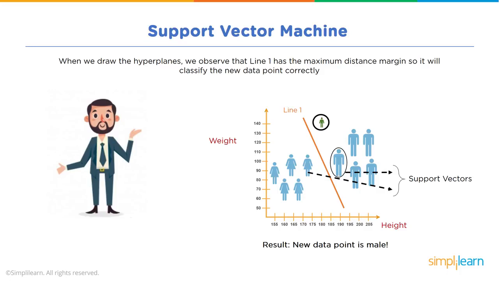So we observe that line 1 has a maximum distance margin, so we'll classify the new data point correctly. And our result on this one is going to be that the new data point is Mel.